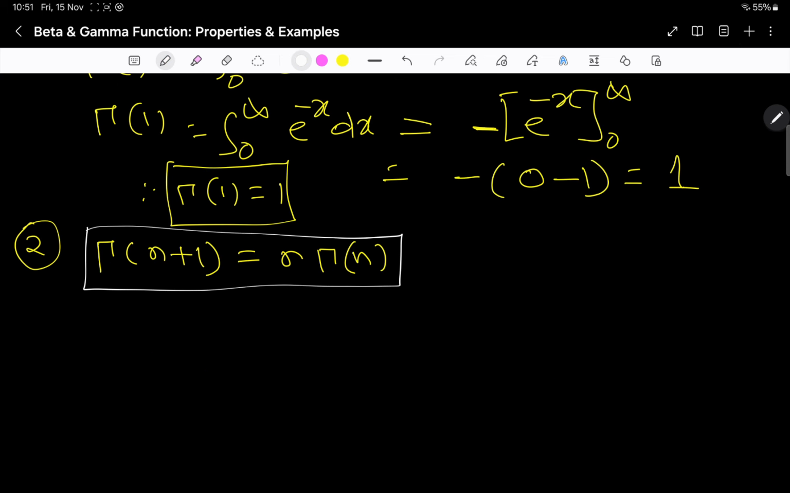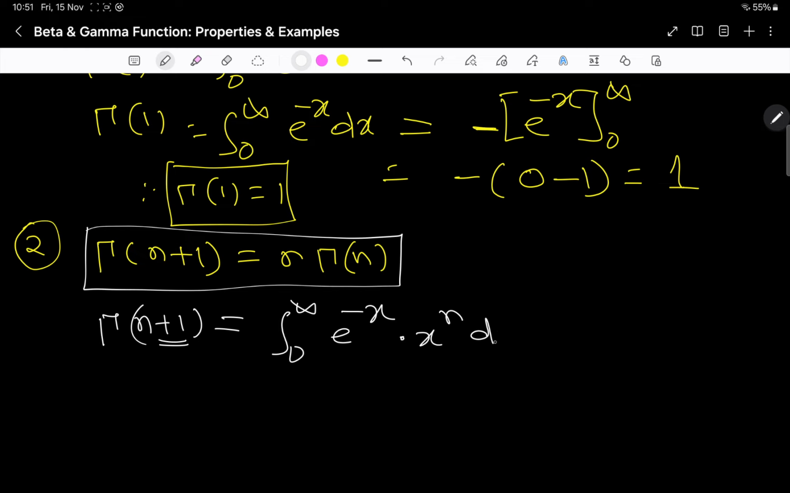Coming to the next property, gamma of n plus 1 is n gamma of n. So what will be your gamma of n plus 1? Gamma of n plus 1 will be the integral from 0 to infinity of e to the power minus x, and since this is n plus 1, it has to be x to the power n. Now you apply integration by parts. Let e to the power minus x be my second function and x to the power n my first function.